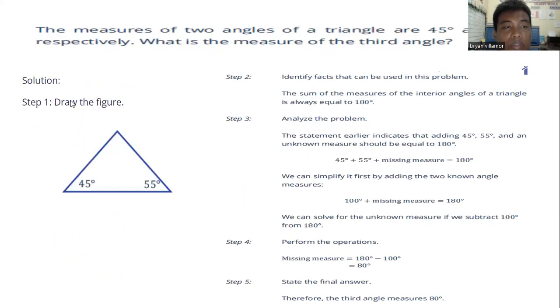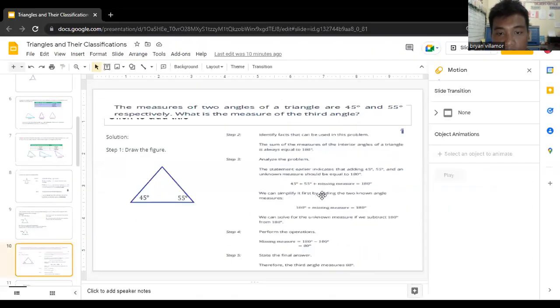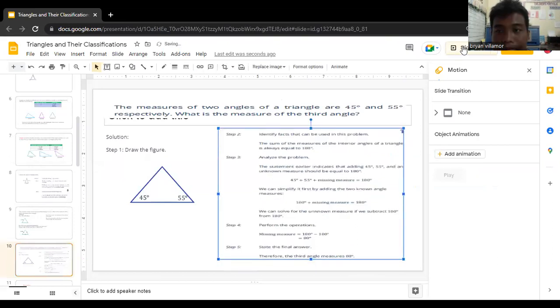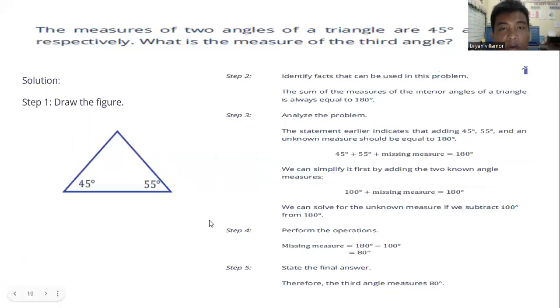Okay, this one. The measures of two angles of the triangle are 45 degrees and 55 degrees respectively. What is the measure of the third angle? Here we have 45 and 55.